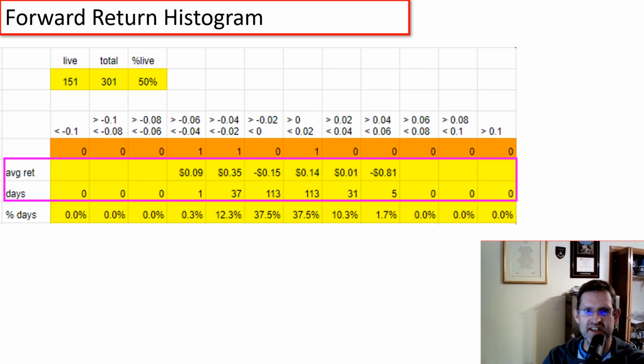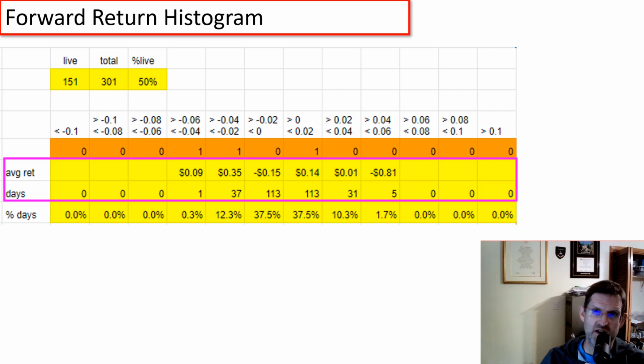In this case, I did the data mining over 301 trading days that went back to October 15th of 2021, ending on January 10th of 2023. I then counted the number of days that fell into each bucket. In this case, we have 12 buckets.